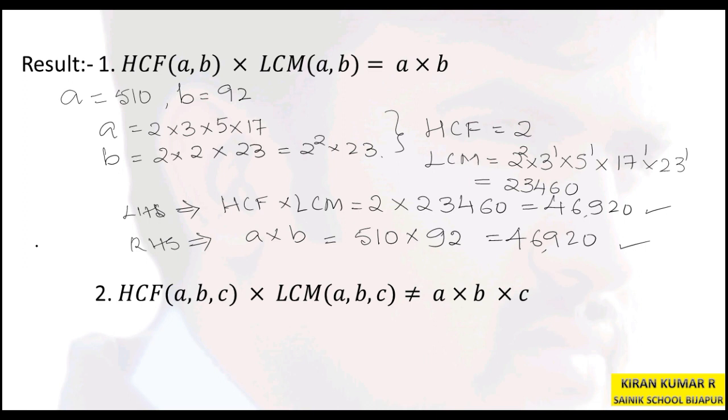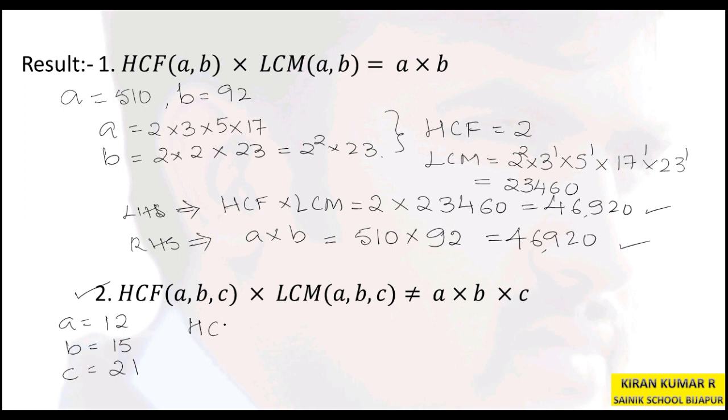Remember another important result: the highest common factor of three different numbers into the least common multiple of the three different numbers will never be equal to the product of the numbers. Let us take a simple example and try. If we take the value of A to be say 12, B to be 15 and C to be say 21.